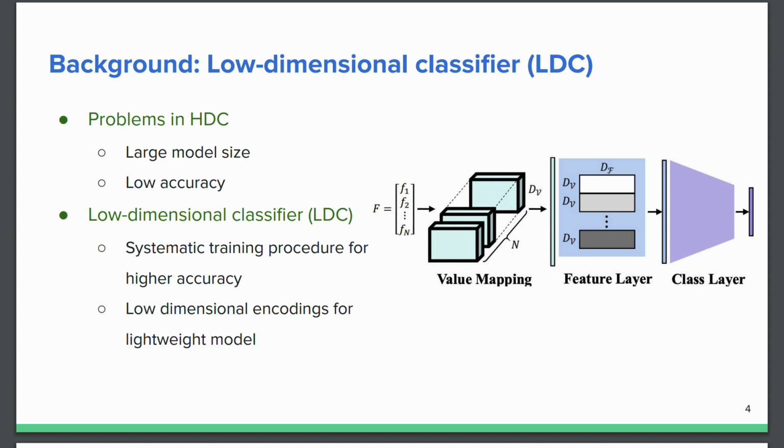If you look at the figure, the LDC is composed of three components: the value box, the feature layer, followed by a class layer. The value box maps the feature values of the object into a bipolar value. It's a very sparse BNN, a binary neural network. The feature layer binds the features and the values together. At the end, the class layer outputs the similarity scores for each dimensional space.